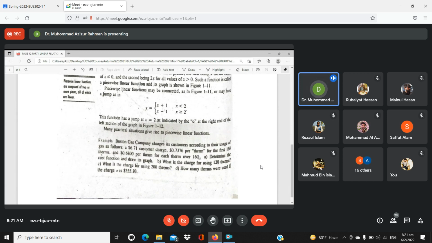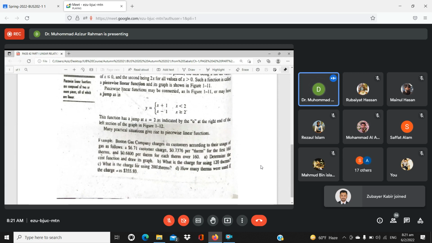From this condition, we need to find, A, determine the cost function and draw its graph. We need to write the cost function similarly, in y in terms of x, but there will be two functions because there are two conditions here. So it is piecewise, a similar thing. Then we need to draw a graph.